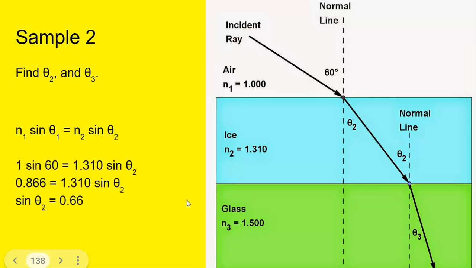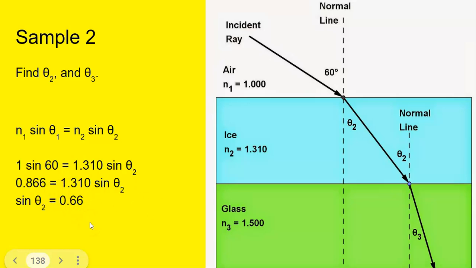Plugging numbers in, we got 1 for n1 times sine of 60 equals 1.310 times sine of theta 2. Next, sine of 60 times 1 is 0.866, and that equals 1.310 sine theta 2. You divide both sides by 1.310, and you get the sine of theta 2 equaling 0.66.